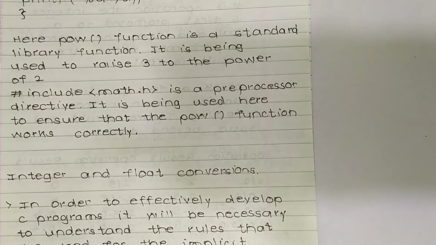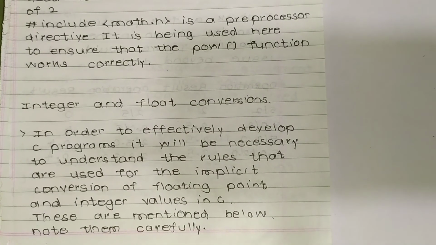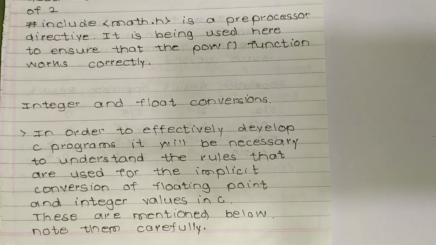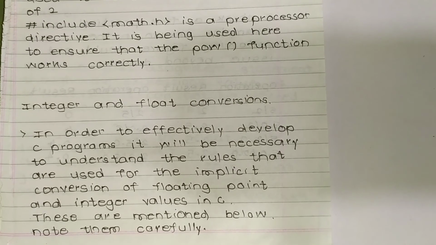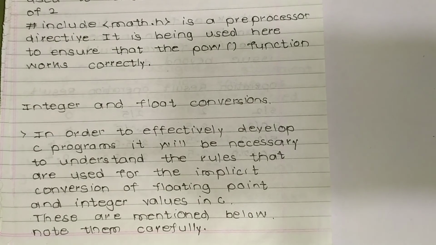Now, integer and float conversions. In order to effectively develop a C program, it is necessary to understand the rules that are used for the implicit conversion of floating point and integer values in C. These are mentioned below. Note them carefully. That means these rules are as follows for integer and float conversions.